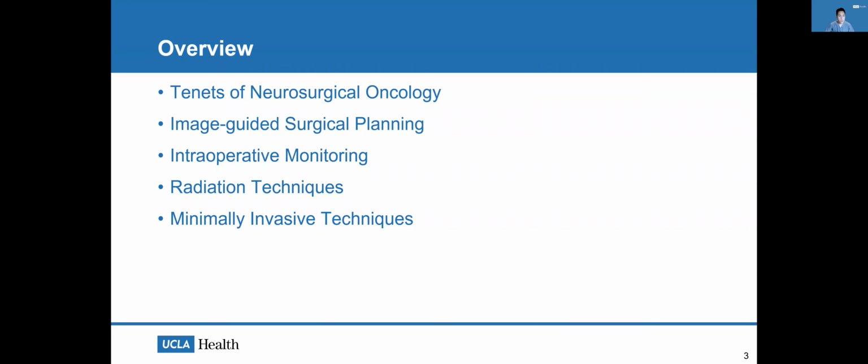Just a little bit of an overview. Initially, I'll talk about the main overarching tenets of neurosurgical oncology. From there, we'll talk a little bit about image-guided surgical planning, intraoperative neuromonitoring, various radiation techniques, and minimally invasive techniques in order to remove tumors.